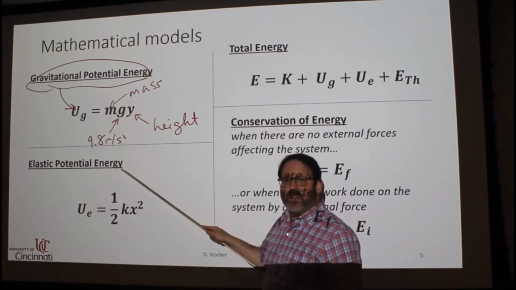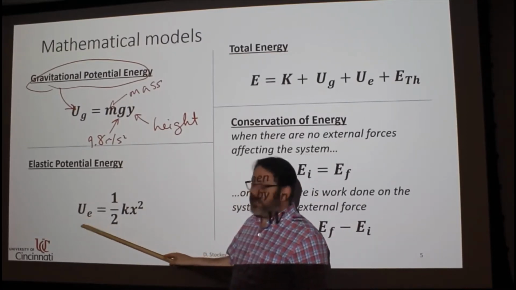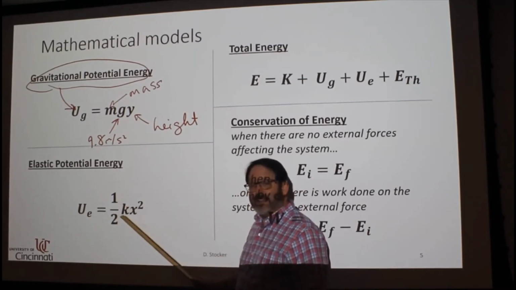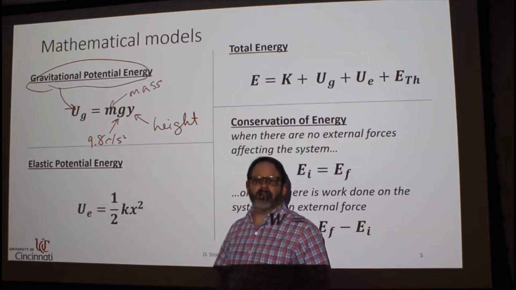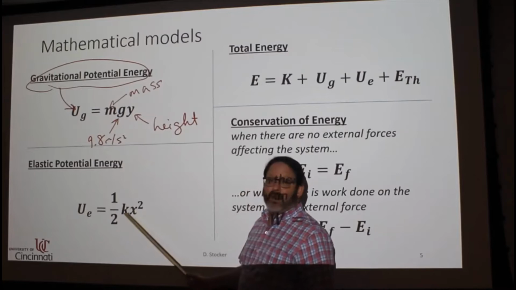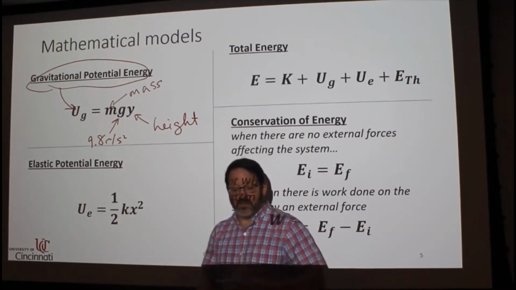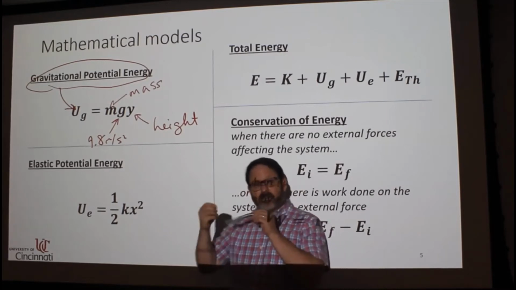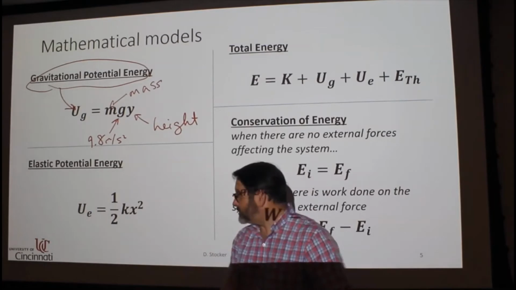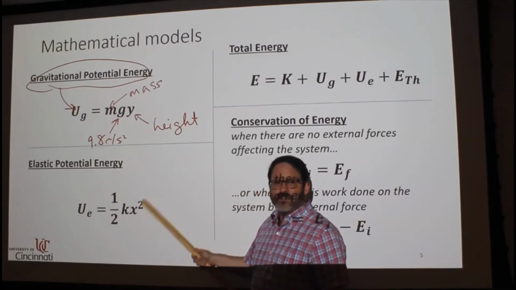So this is potential energy of a spring. So elastic or spring potential energy is 1/2 k. k is the spring constant, or sometimes it's called a force constant of a spring. It's always a positive number, and it defines the stiffness of a spring. The larger k is, the more difficult a spring is to stretch or compress. So that's the spring constant, and then x squared.